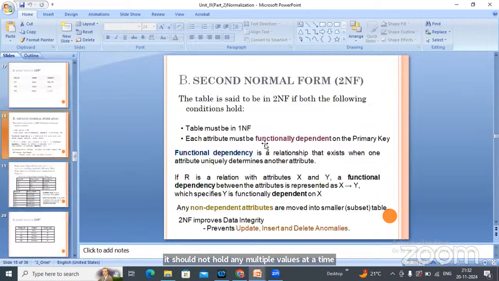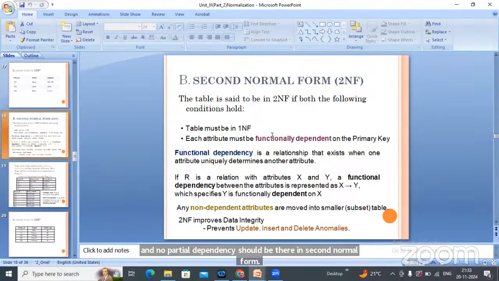Next, 2NF. 2NF means a table must be in 1NF. Each attribute must be functionally dependent on the primary key. Here, the primary key is the very important second point. No partial dependency should be there in second normal form. That means the primary key should not have any duplicate values.